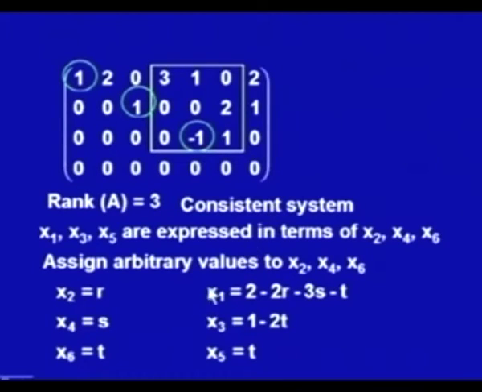So, we have these solutions in terms of unknowns r, s and t, and as we vary r, s and t, we will be getting different values of x1, x3 and x5, and that means we will be having infinitely many solutions to the given system.